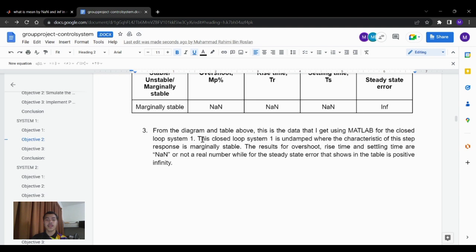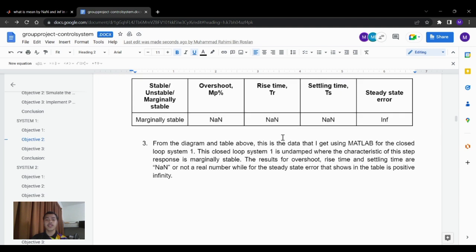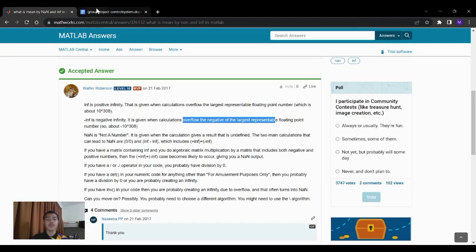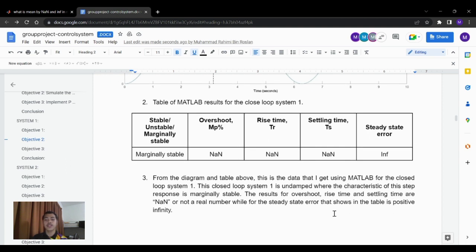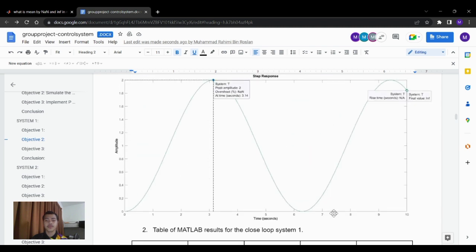From the diagram and the table above, this is the data that I get using MATLAB software for the closed loop system 1. The closed loop system 1 is undamped, where the characteristic of this step response is marginally stable. The results of overshoot, rise time, and settling time are none or not a real number. So the steady state error that is shown in the table is positive infinity.